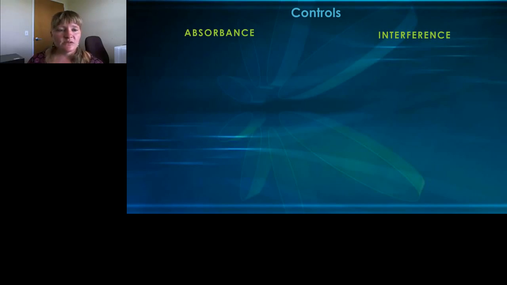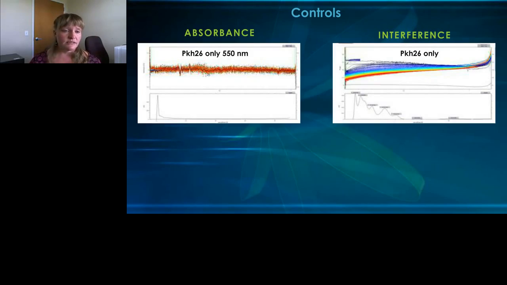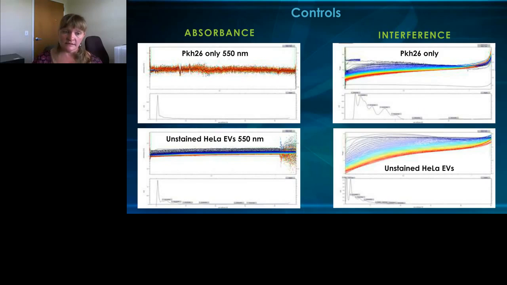For example, on the absorbance, we looked at the stain only. So PKH26 only absorbs at 550. Well, there's a very, very slight response with our control. Interference, however, does see that we see particles, and that might be the buffer left over or aggregates that we see on the dyes. On the same, I also looked at unstained HeLa EVs at the 550 nanometers. We might get a slight response, but you're not seeing huge sedimentation curves that you see on the right-hand side with interference.